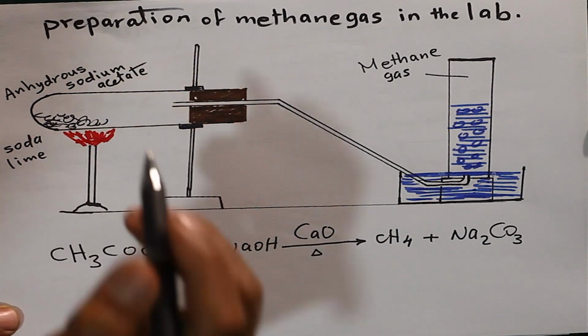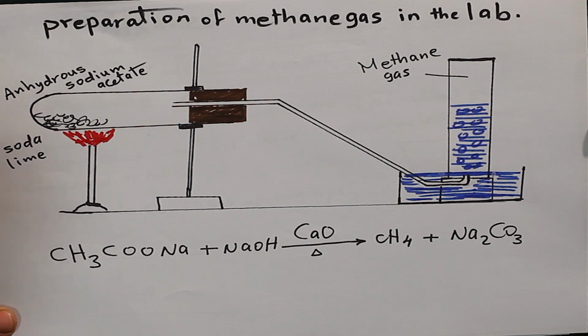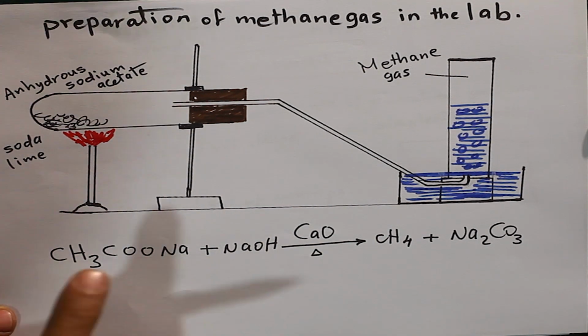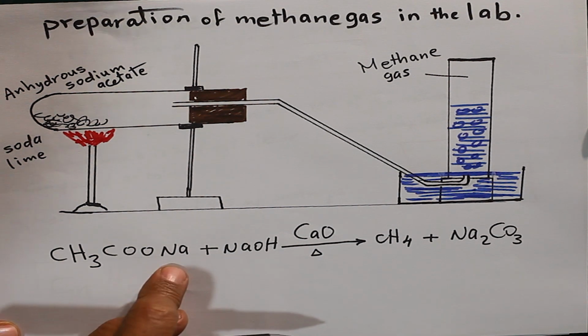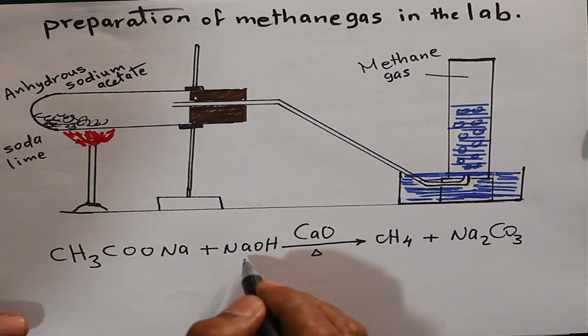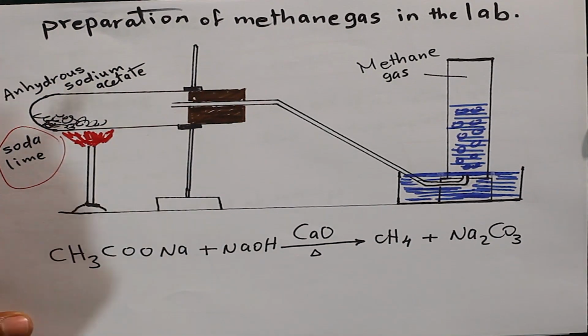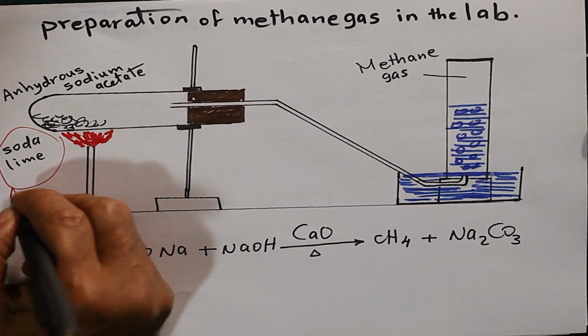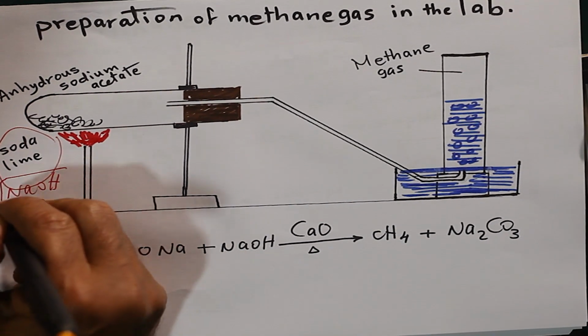Anhydrous sodium acetate, CH3COONa, is the salt of sodium, sodium acetate. It is converted from acetic acid. We react it with soda lime. What's meant by soda lime? Soda lime is the mixture of sodium hydroxide and calcium oxide mixed together.